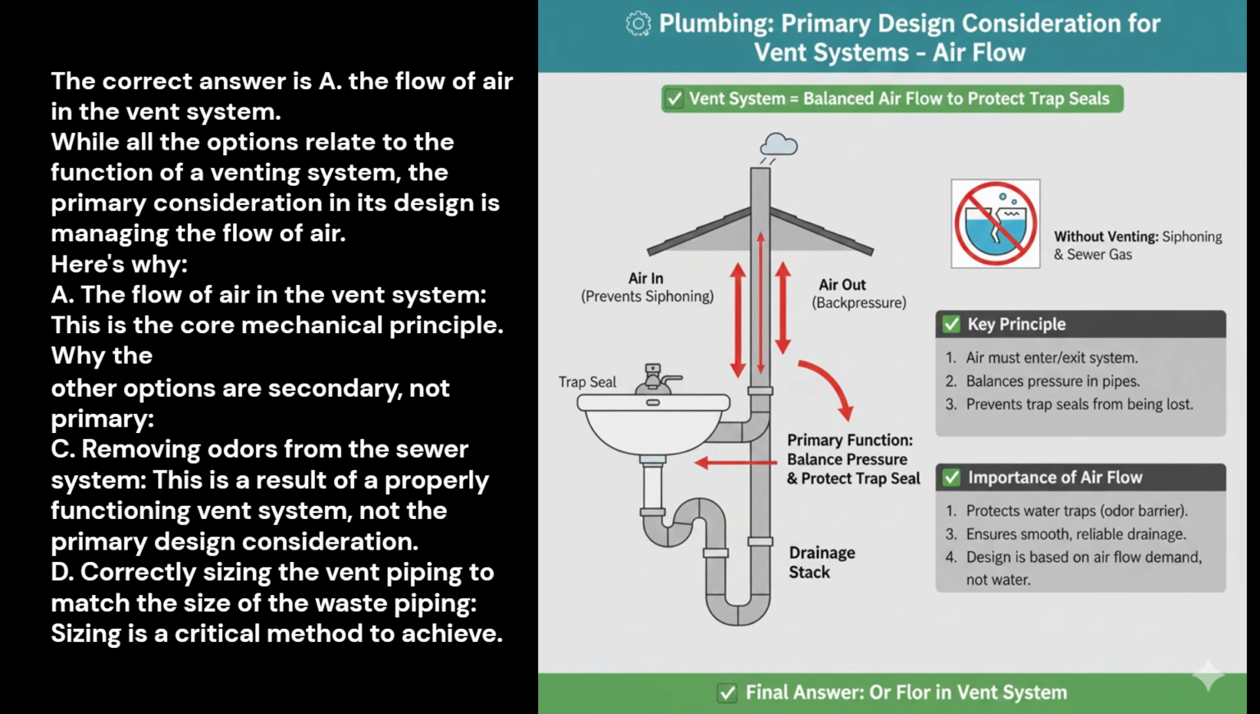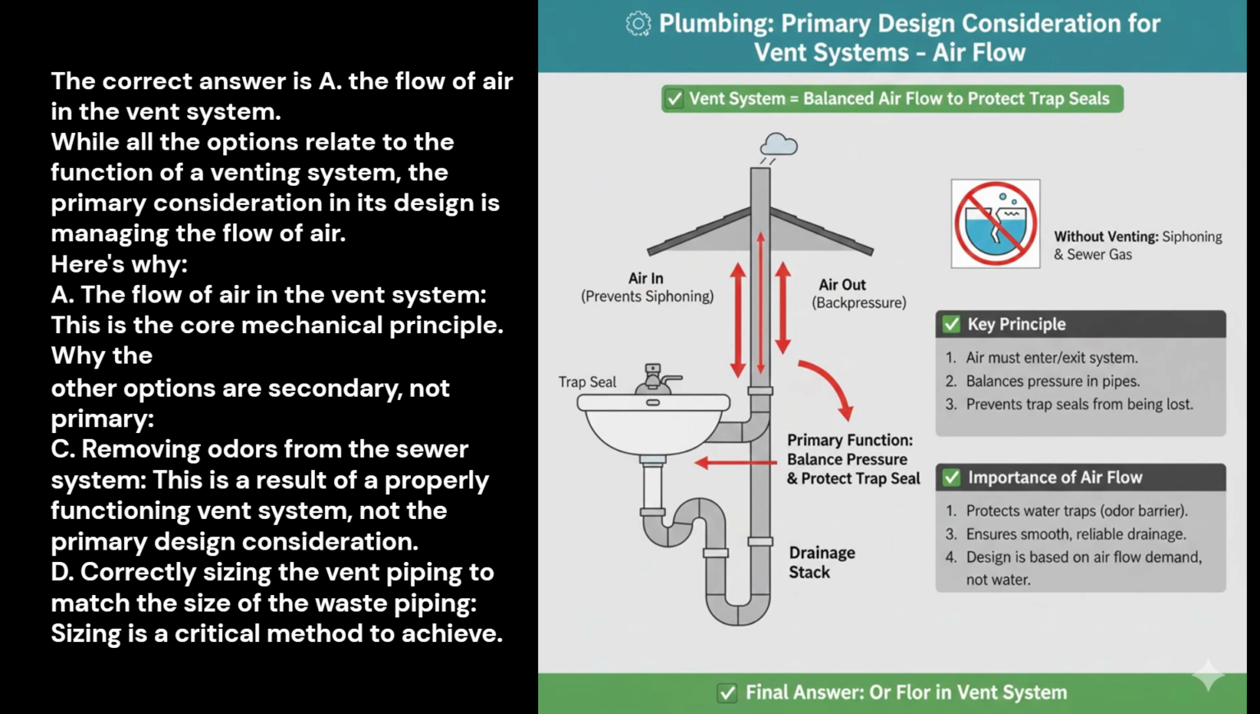Here's why. A. The flow of air in the vent system. This is the core mechanical principle. The entire purpose of the vent system is to allow air to enter and exit the drainage system to balance pressure. This prevents trap seals from being siphoned out, under negative pressure, or blown out, under positive pressure. The design, sizing, and layout of all vents are calculated to ensure adequate airflow.